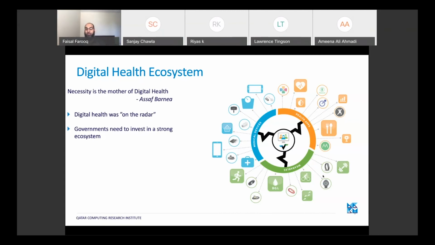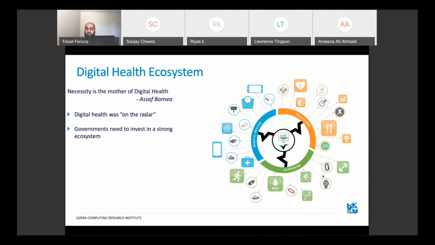And I pointed this quote out from Asaf Barnea, who's the CEO of one of the companies that is funded by Philips and Teva, two very large organizations. He made this comment: "Necessity is the mother of digital health," which basically says that we all ignored it enough, and COVID-19 has now shown us that there is a real necessity for this, because this is what's going to help us in managing many of these things in the future. And remember, things like diabetes have been called pandemics for a long time now. They're not real pandemics, but given how prevalent they are, it's almost called a quote unquote pandemic, and even in those diseases, I'm not only saying this because this is my area of research, but this is something that's going to play a bigger role, and governments really need to invest in a strong digital health ecosystem.